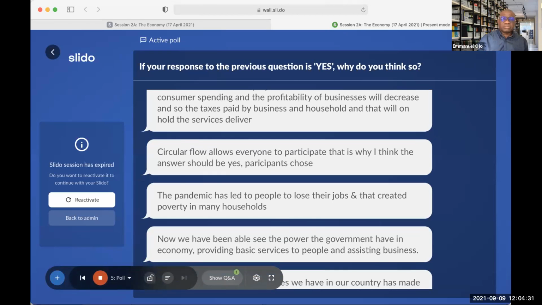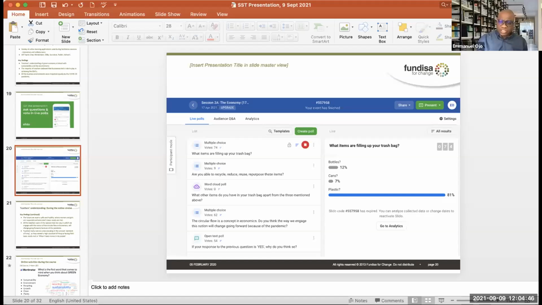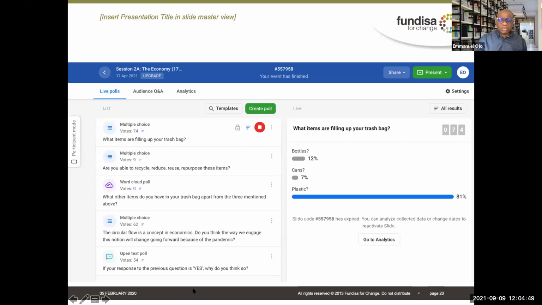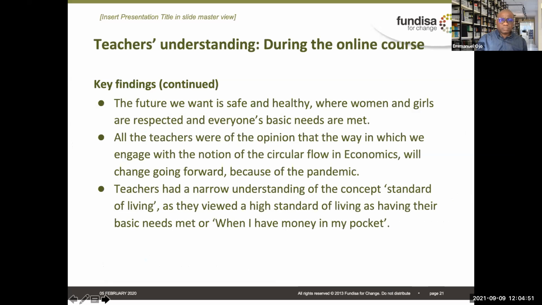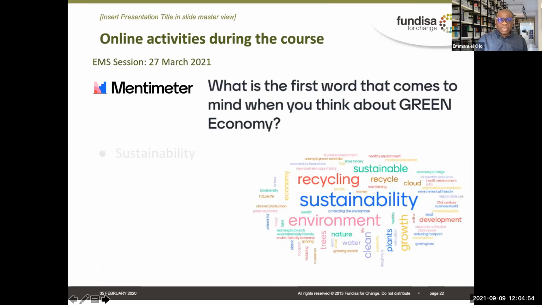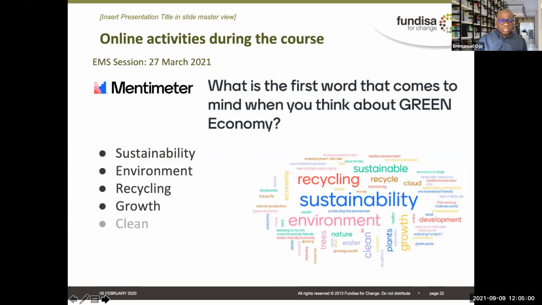And this for us, believe me, is something really very potent, because at the end of the day, the teachers were able to share a series of experiences which I must acknowledge were really very helpful in engaging the notions of sustainability and green economy within the project. So these are some of the ideas. We use Mentimeter as well. And with Mentimeter, we're able to ask them what exactly comes to mind when you think of green economy. Many of them mention sustainability, environment, recycling, growth, clean and plants and the land development as well.